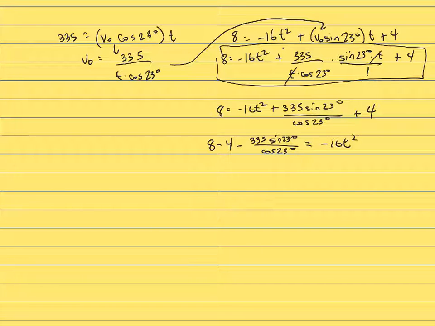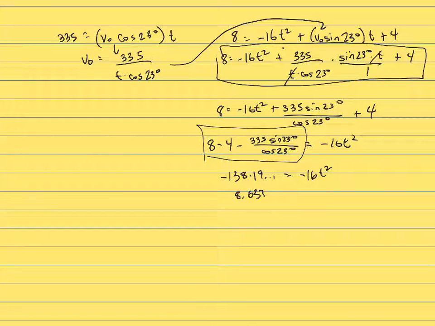And now I'm going to use my calculator to figure out what this number is. And that's negative 138.19 and some other stuff. I'm going to use that in my calculator, so I'm going to put the ellipsis there. It shows I'm still using more decimal places than what I wrote down. So now I want to solve this thing for t. I can easily do that by dividing both sides by negative 16. That would give me 8.637 and change equals t squared.